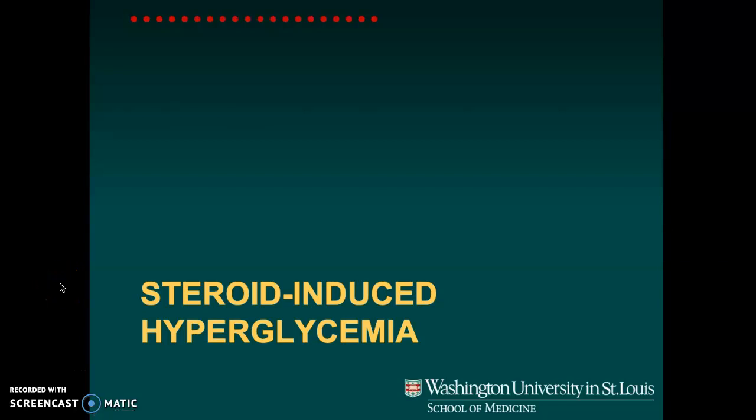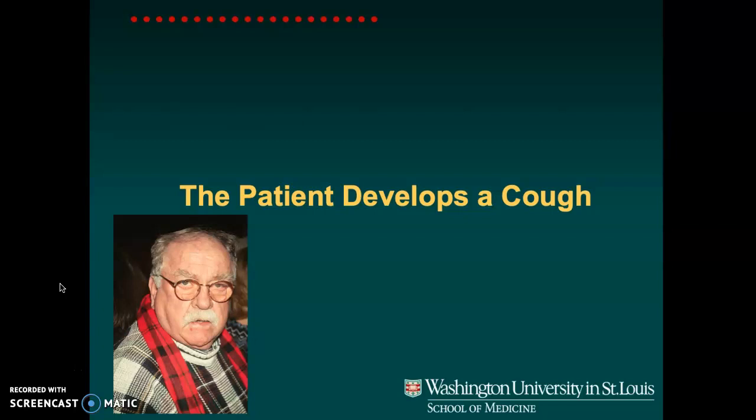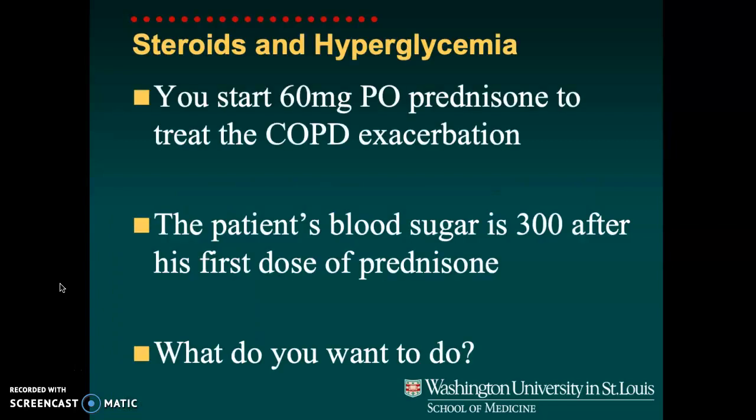Now let's talk about steroid-induced hyperglycemia. Mr. Brimley has now developed a cough. You decide to start 60 milligrams of oral prednisone to treat what you presume is a COPD exacerbation. Unfortunately, his blood sugar is 300 after this first dose of prednisone. Now what do you want to do?